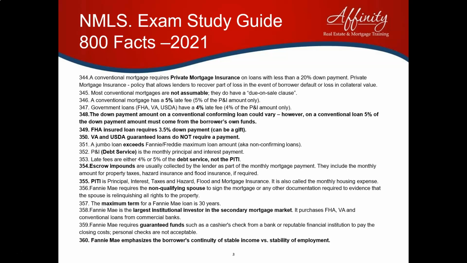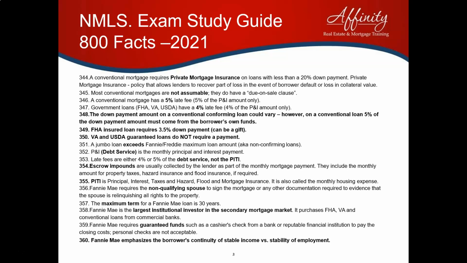The down payment amount on a conventional conforming loan could vary. However, on a conventional loan, 5% of the down payment must come from the borrower's own funds. FHA insured loans require 3.5% down payment, and it can be a gift. VA and USDA guaranteed loans do not require a down payment. A jumbo loan exceeds the Fannie/Freddie maximum loan amount. They're also called non-conforming loans. P&I debt service is the monthly principal and interest payment. Late fees are either 4% or 5% of the debt service, not the PITI.